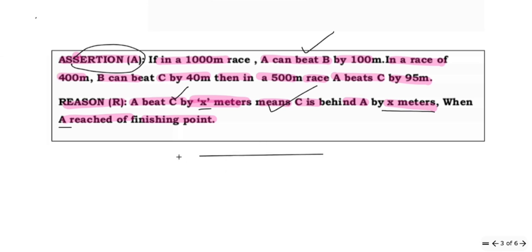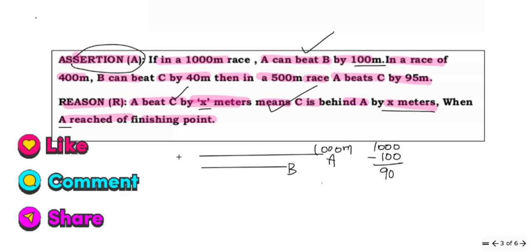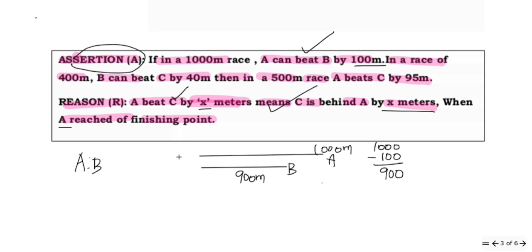This is a 1,000-meter race. In that we need to take away 100. So if this is A, our B would be 900 because we have to do the subtraction. That is 900, so this is 900 meters. So A is to B is 1,000 to 900.